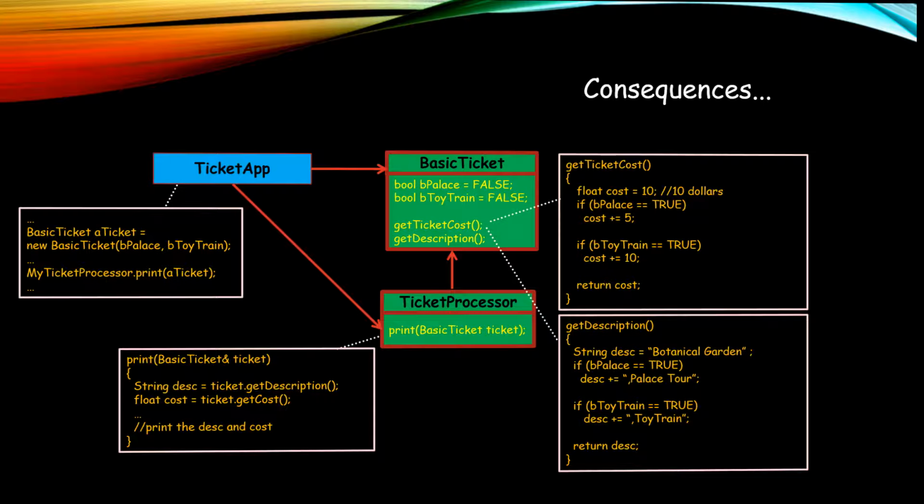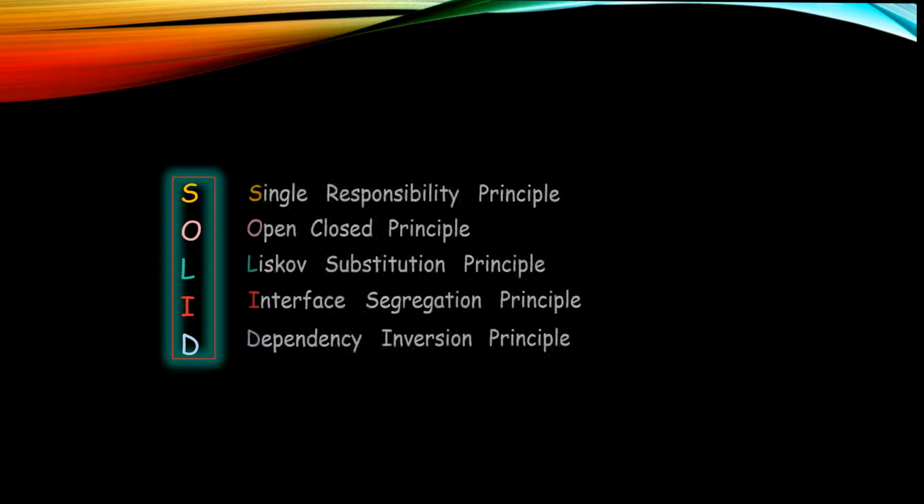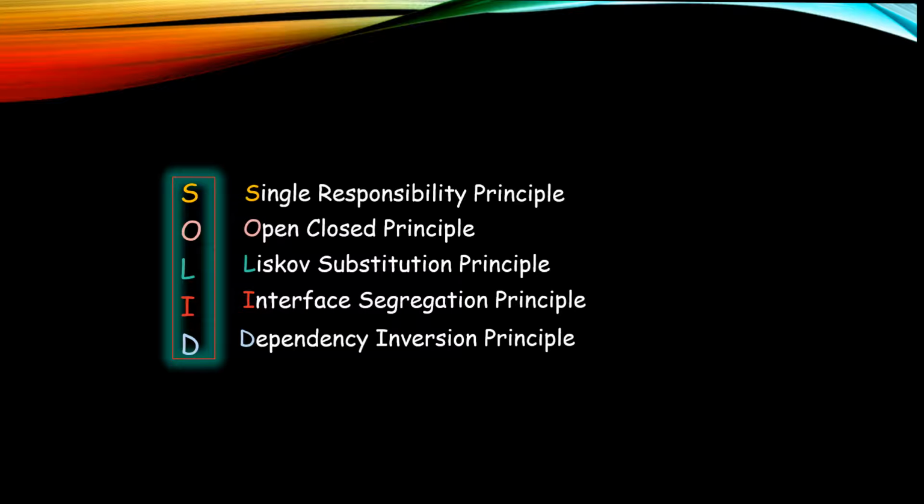As you can see, we are having to modify the same code again and again every time there is a new requirement to add a new tourist attraction. By modifying the same code, we are violating one of the famous SOLID principles, and that is the open-closed principle. What does the principle state?